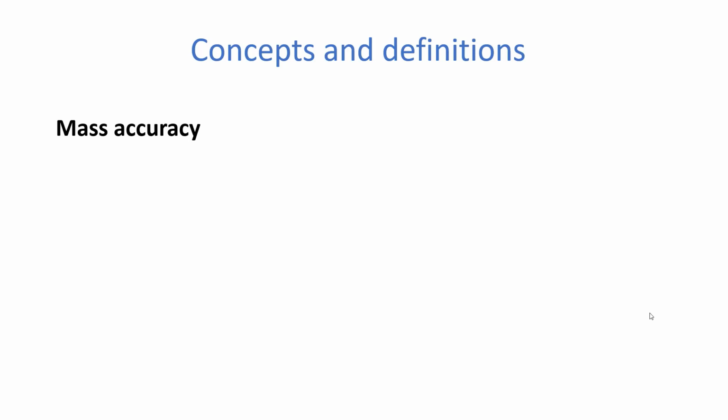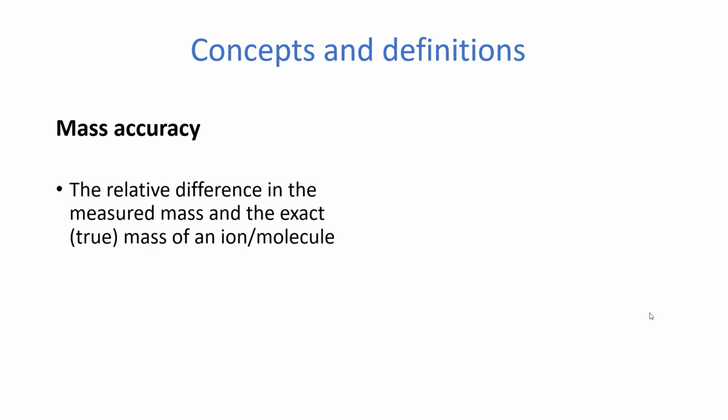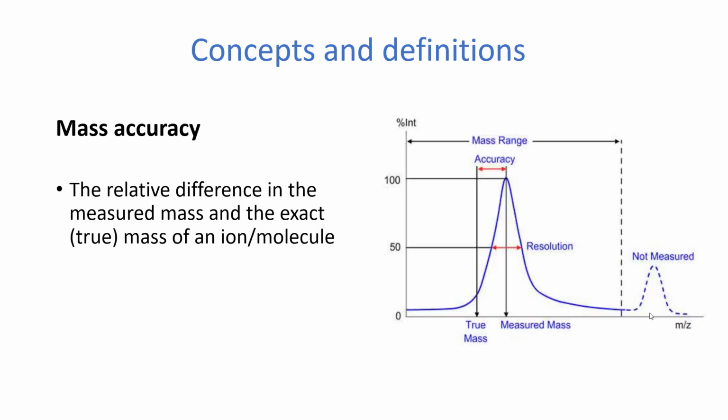Now I'm going to go over a few more concepts and definitions. So mass accuracy, you'll hear people use this term a lot. This is the relative difference in the measured mass and the exact or true mass of an ion or a molecule. And in order to determine the mass accuracy of your instrument, you have to calibrate and run standards and figure this out. So basically, if the true mass of the ion is here, and this is what you've measured, the accuracy is a measure of the difference between those two.